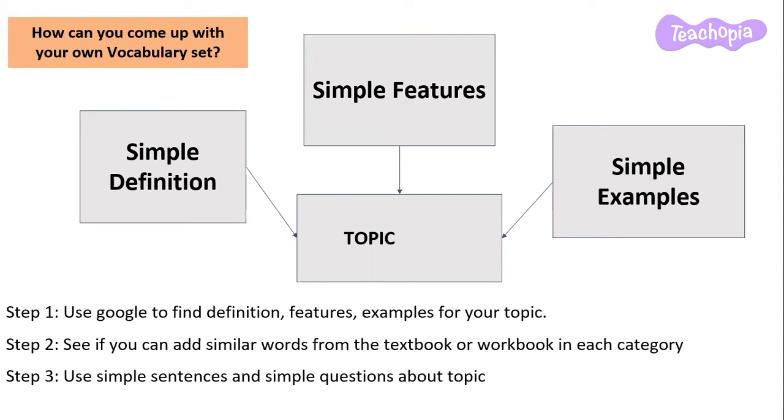So, here are some steps that we can use to practice this and to help teachers slowly start developing vocabulary sets on their own. Step one is we use Google to find the definition, features, or examples for any topic. Step two is we can add similar words based on the topic from the textbook or workbook or teacher handbook, depending on which category we're looking for. And step three is we use simple sentences and simple questions to talk about the topic.